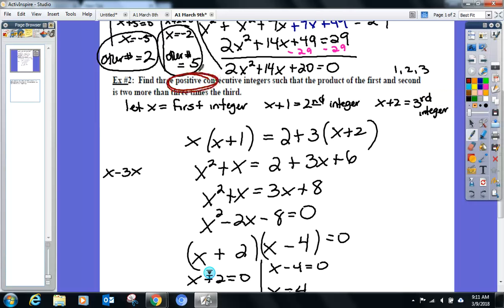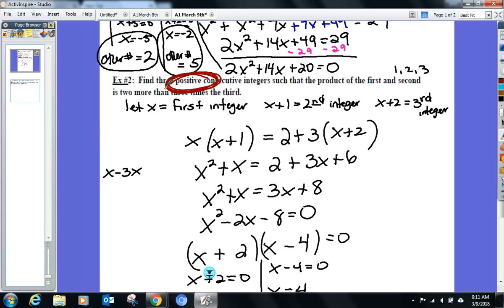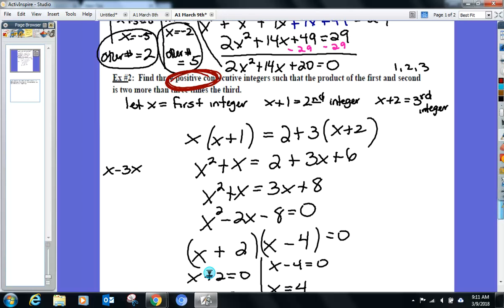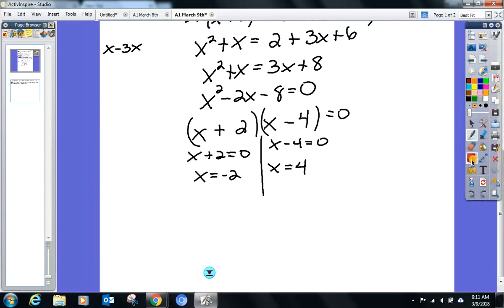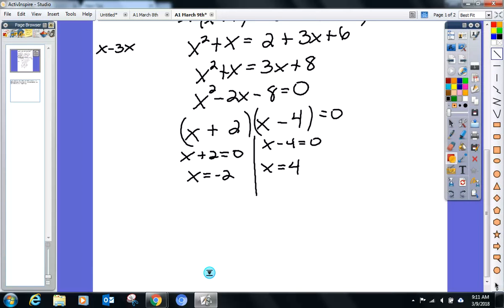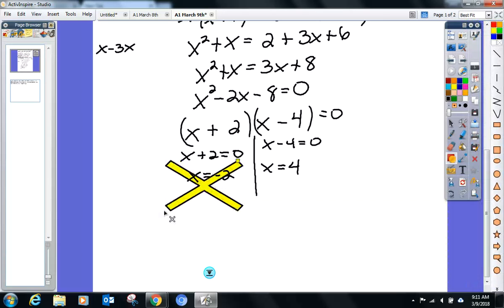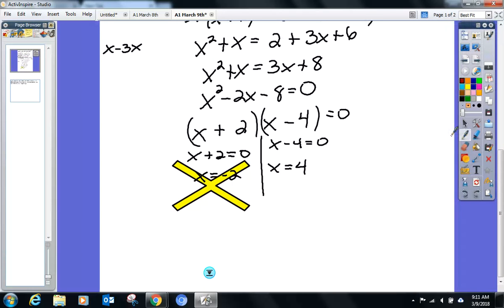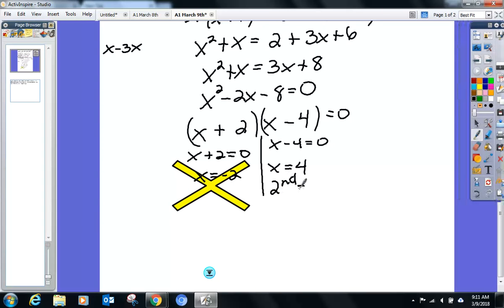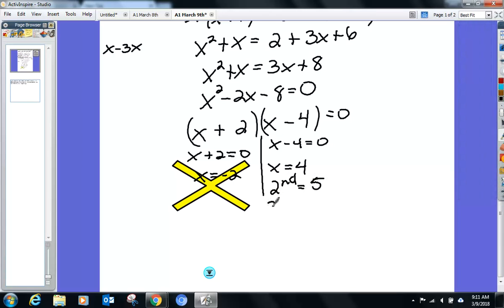Find 3 positive numbers. So right now, based on my answers, which one am I going to reject? See ya, that's gone. -2, gone. So what's my first integer? 4. What's the second one going to be then? Second is 5, and the third? 6.